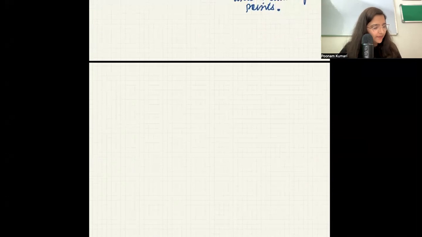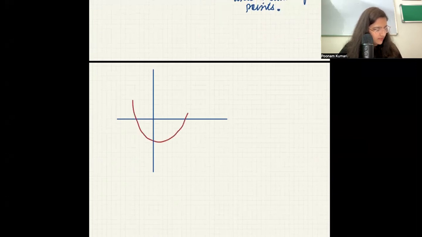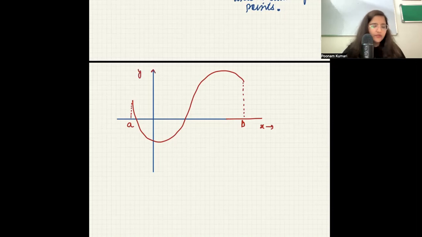Okay. So let's say I have a diagram like this. And let's say this is defined from here to here. This is, let's say, B value, and this is, let's say, A value. This is x-axis and this is y-axis. So first of all, let's say this function is defined from interval A to B. And if I ask you, how many stationary points do I have in this particular function?